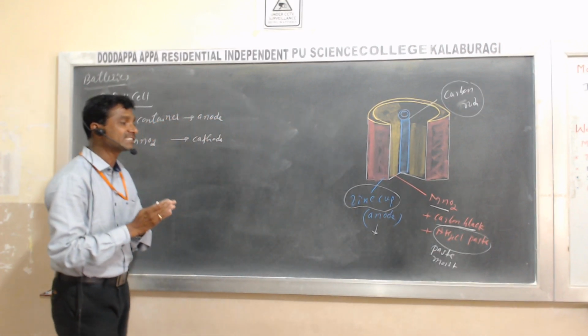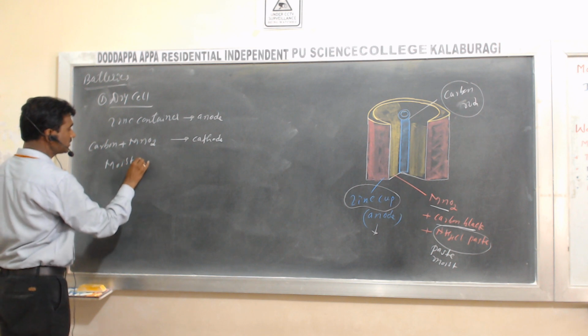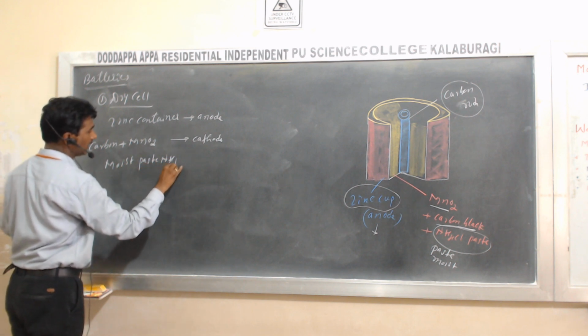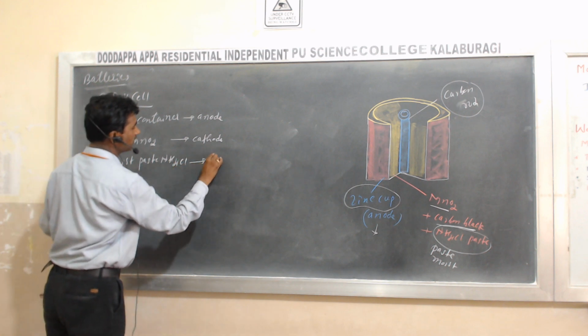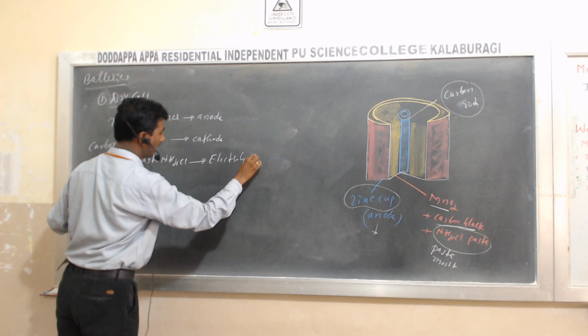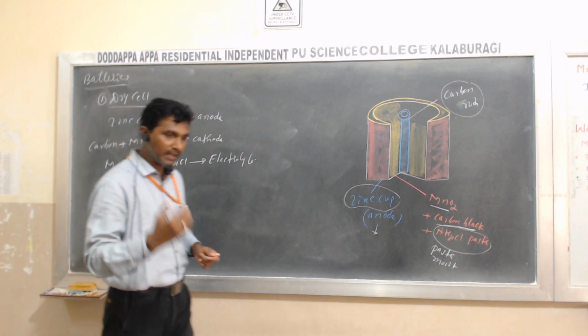NH4Cl acts as an electrolyte. What is this, anybody? The moist paste of NH4Cl, which acts as an electrolyte. So now in the examination, explain the dry cell.